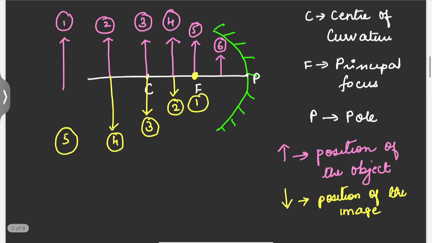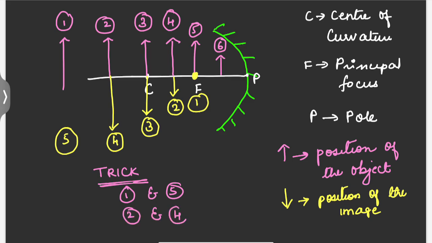So now one more trick. What you have to remember is always draw the first ray diagram with the fifth ray diagram. There is a similarity between the first and fifth one. And then 2 and 4. So remember these ray diagrams together: 1 and 5, 2 and 4. 3 and 6 are different, so that is why we are learning those separately. So learn these ray diagrams together: 1 and 5, 2 and 4.